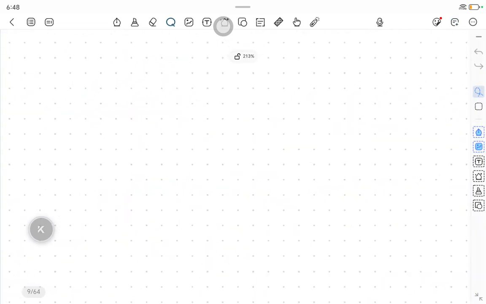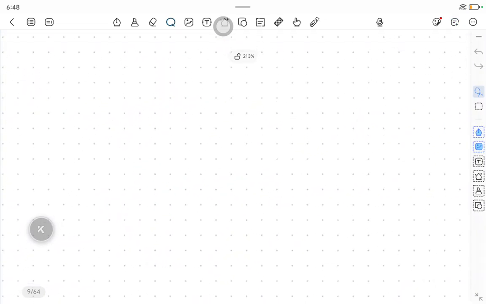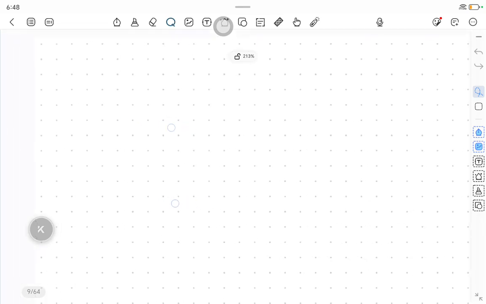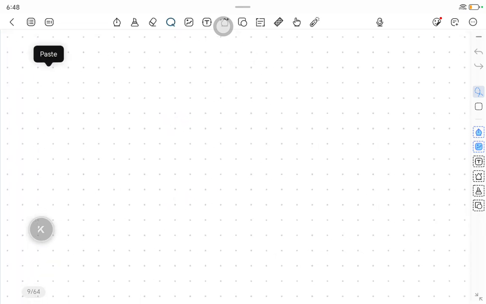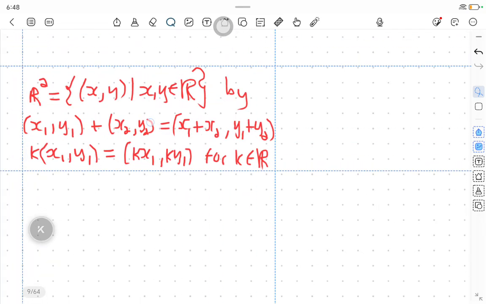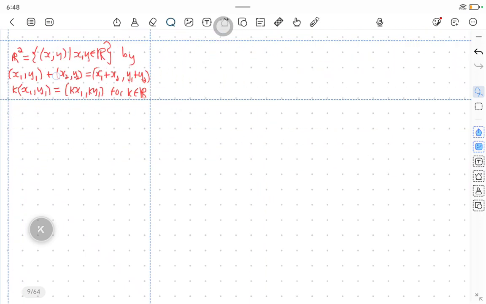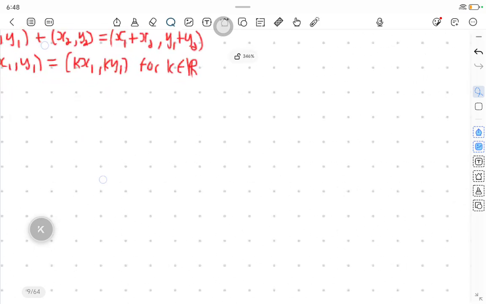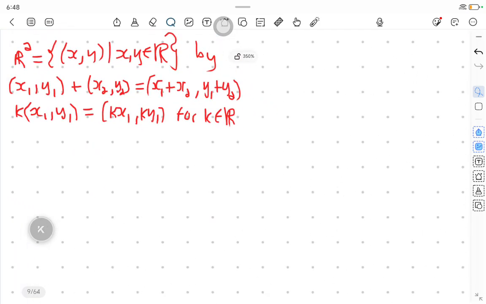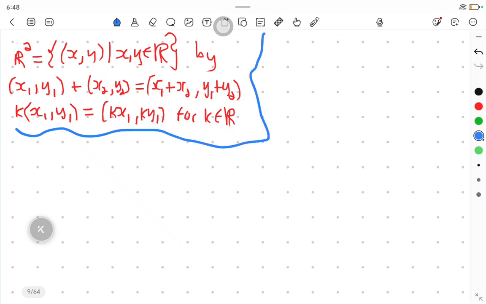So now I can paste it here so that we see how to solve this question. So the question is like this, right? We're given this. Now what we first need to do here, remember we're given this question.